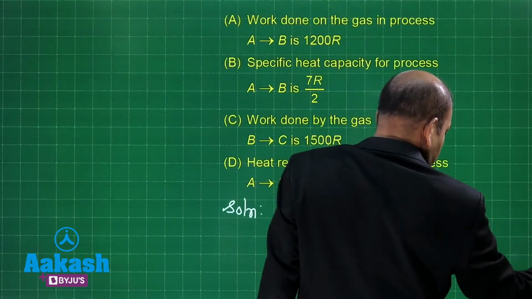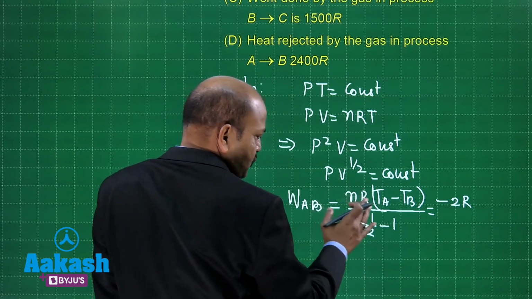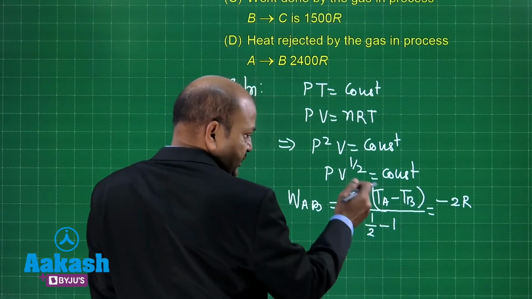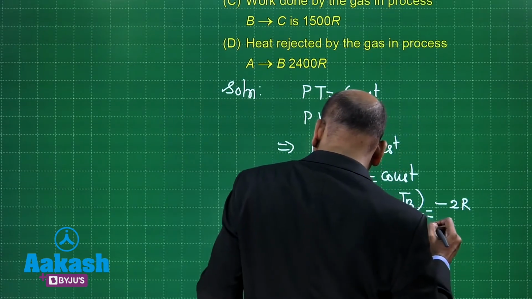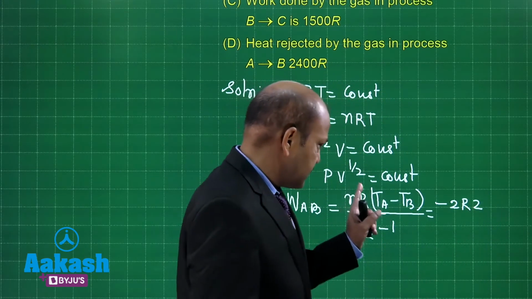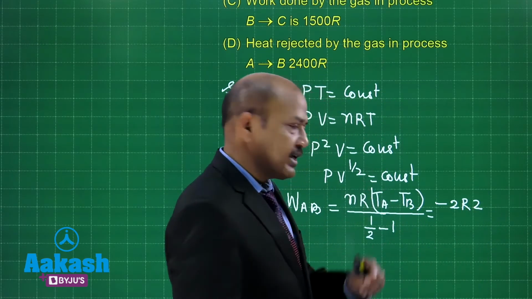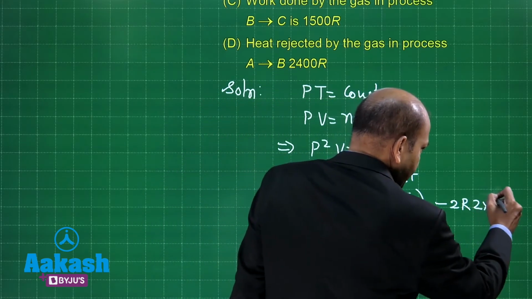So work done by the gas is minus 2R, and then there is one more 2 coming, and let's put it there, and then TA is 600 Kelvin, TB is coming out as 300 Kelvin. So let's put here 300.